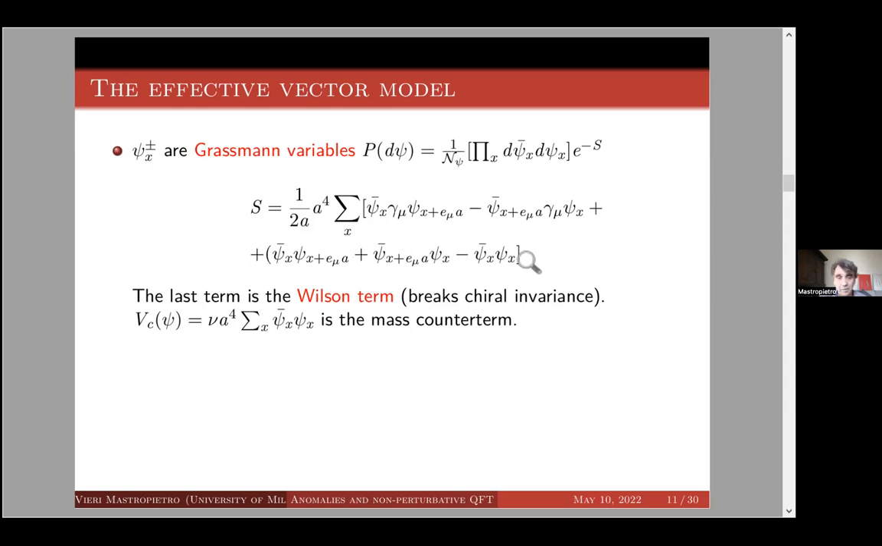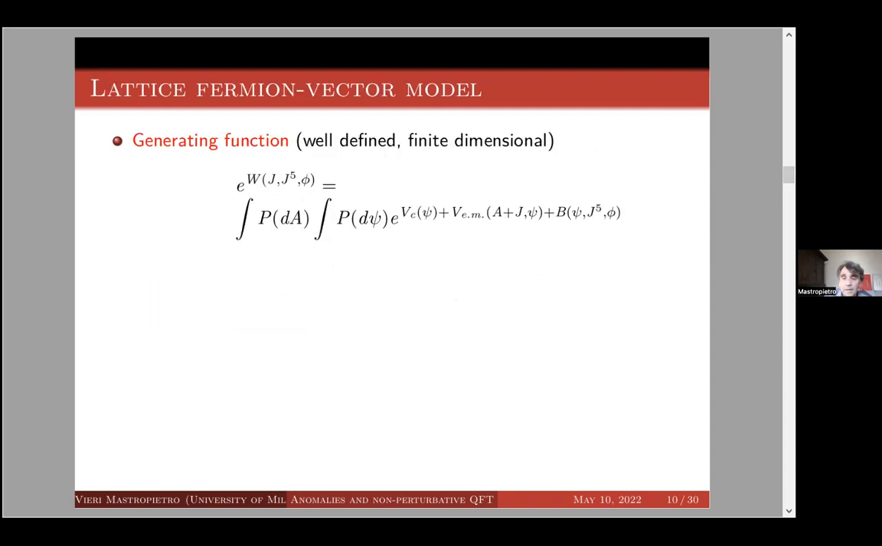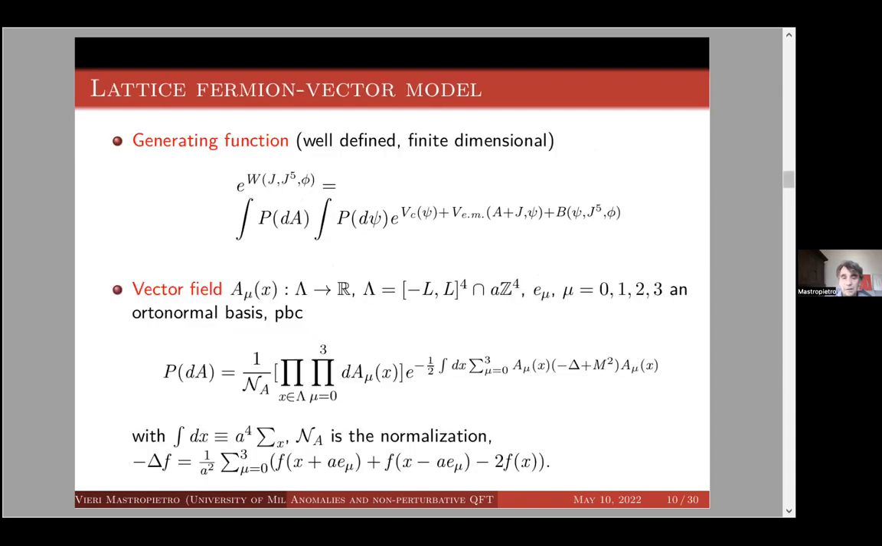It's only an emerging symmetry. So this is something unavoidable. There are other ways to regularize fermions, but this is the simplest one. So I explained what this path integral is, with the fermionic integration, the bosonic vector field integration, and this integration over psi. Everything is finite, so everything is well defined.